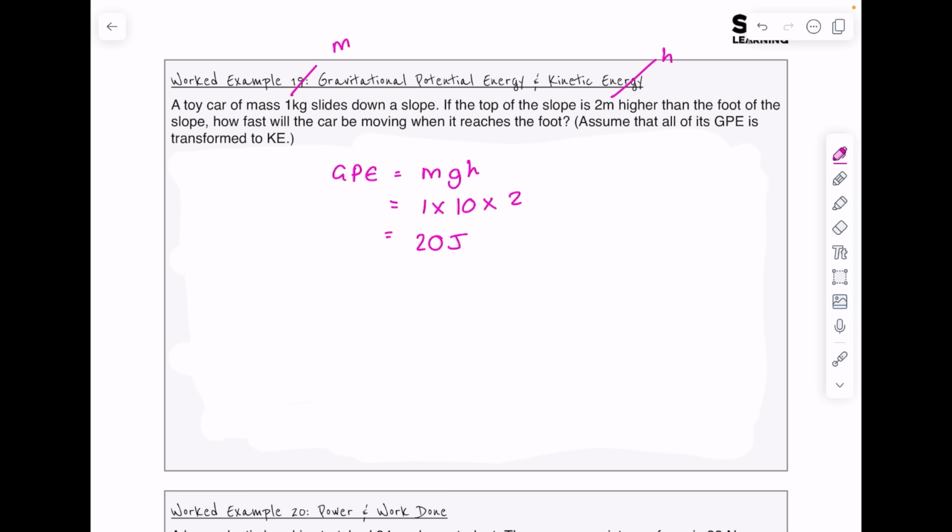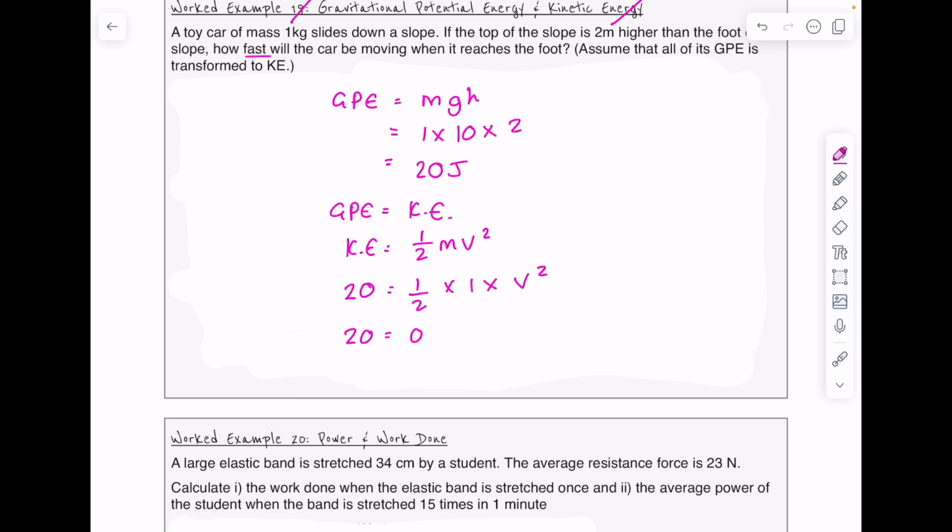Then it wants us to find out how fast will the car be travelling when it reaches the foot. We have to assume that all that gravitational potential energy is transferred to kinetic energy. Let's write our kinetic energy equation. So according to this, we can sub in 20 joules as being our kinetic energy. The mass stays the same of 1 kilo. We're after V. Simplify the right-hand side. To get V squared on its own, you need to divide 20 by 0.5 and then obviously square root to find V. So the speed it's travelling when it reaches the foot of the slope is 6.3 meters per second.